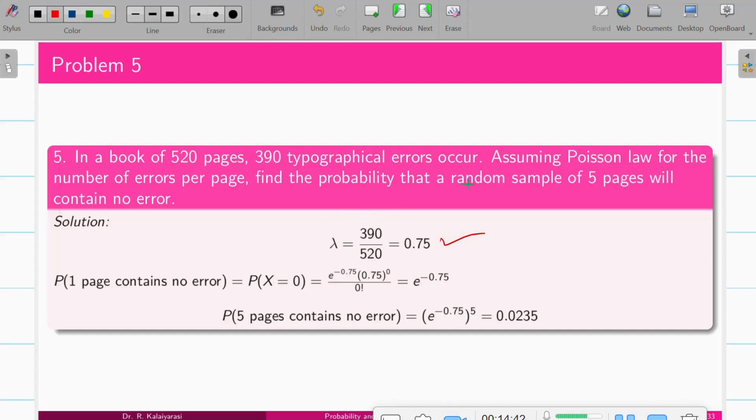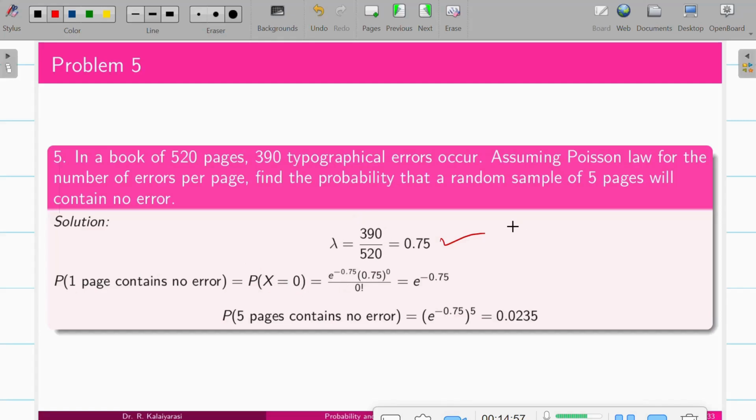And when the random sample of 5 pages will contain no errors, so for 5 pages, first I have to find no error, then I have to make it for the 5 pages. So I'll find the probability of 1 page containing no error. That is P of x is equal to 0.